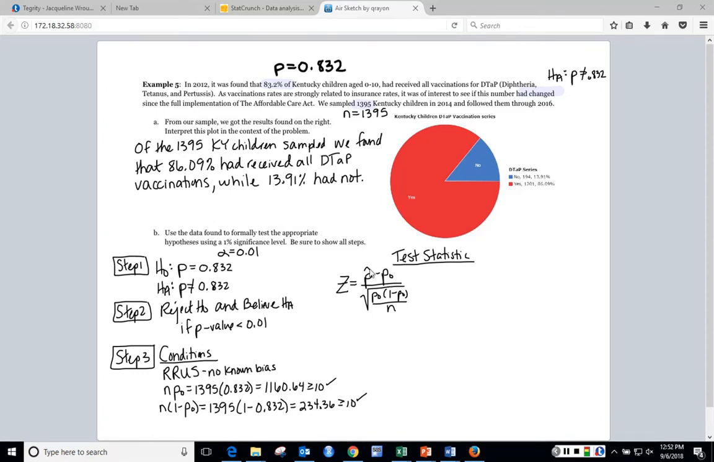Now remember, p hat is the sample proportion. So here it's going to be the proportion of Kentucky children sampled that had received all the DTaP vaccinations. So in a sense, I want all of my yeses from my sample here. So if I wanted to, I can calculate p hat by taking this 1,201 yeses out of the 1,395. Or technically, it's really just this 86.09 as a decimal. But either way, you'll get the same number for that.